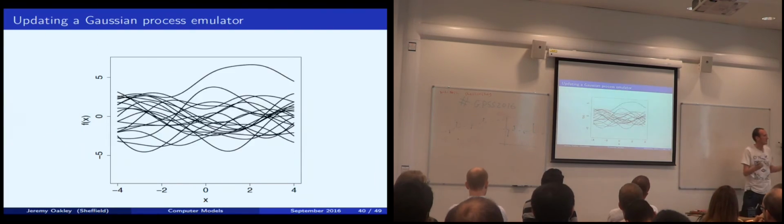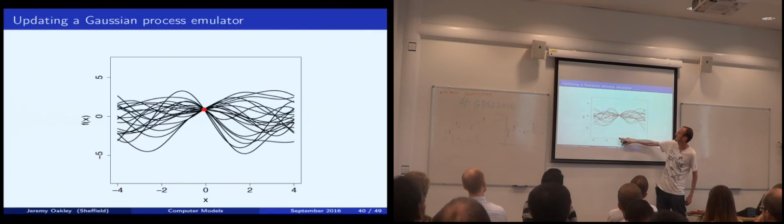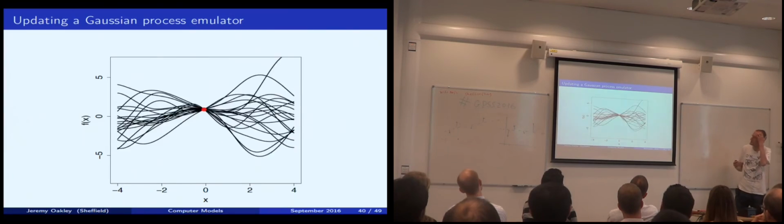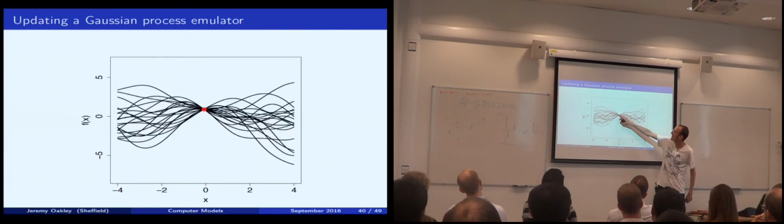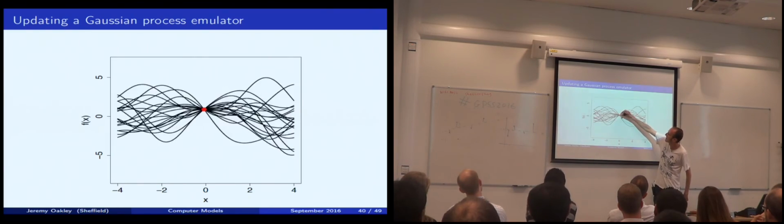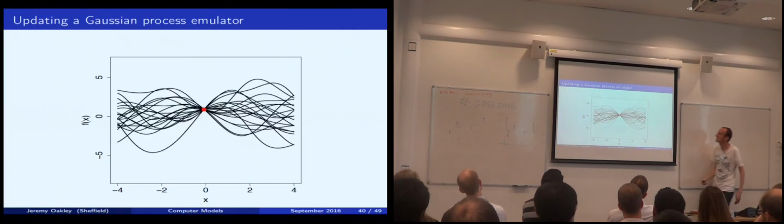Then we run our model, and we've got an observation. So at this value of x, we've run the model simulator. We know what the output is. Now we've got our posterior distribution. So now we've got no uncertainty about the output at that point. All these realizations pass through that point. And you can see the uncertainty grows as you move away from that training input.